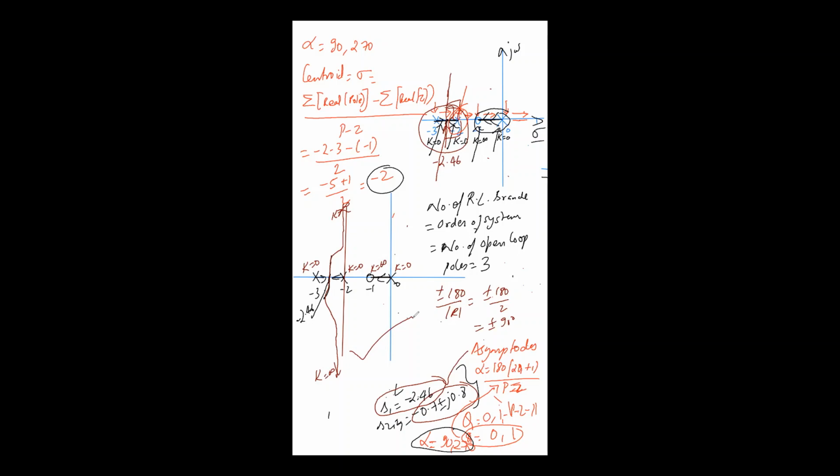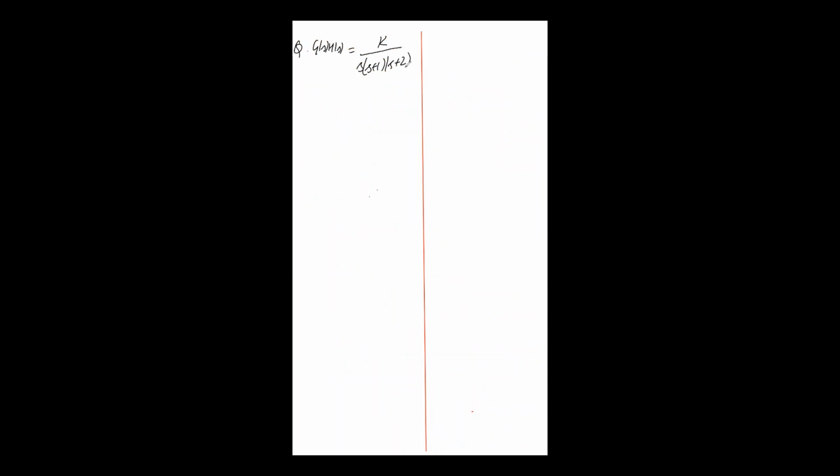Now we will move forward to the next question. This is our open loop transfer function which has been given. We have to draw the root locus such that the value of k ranges from 0 to infinity. You have to vary the value of k from 0 to infinity. So the total number of root locus branches will be the order of the system, or total number of open loop poles, which is 3. Poles are at 0, -1, -2. There are no zeros, so we do not have to worry about zeros.